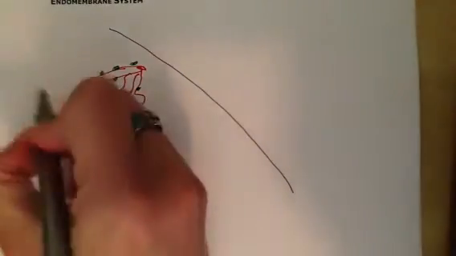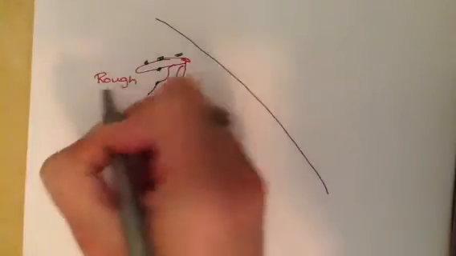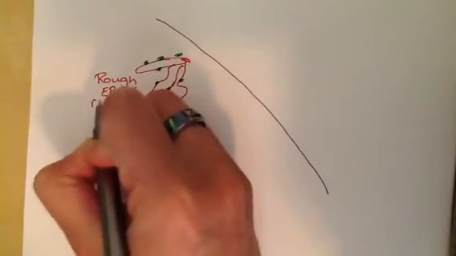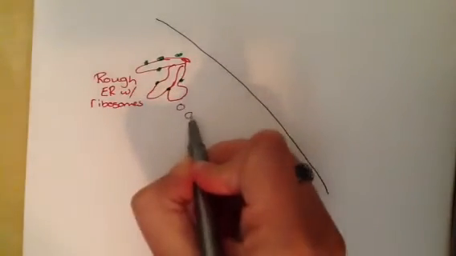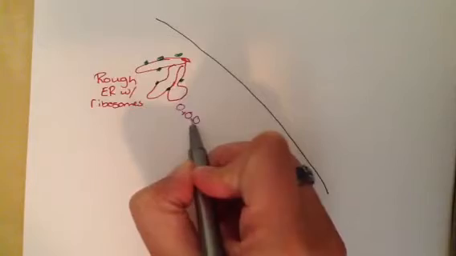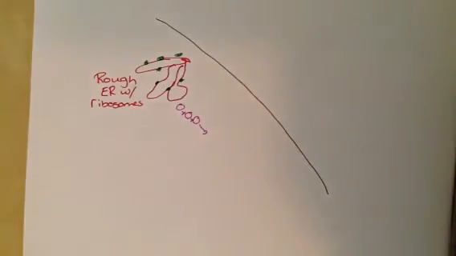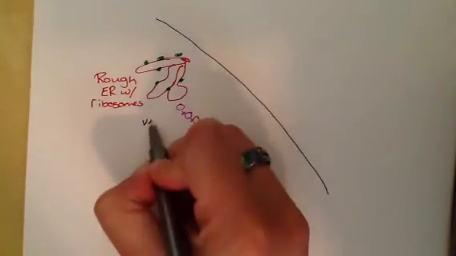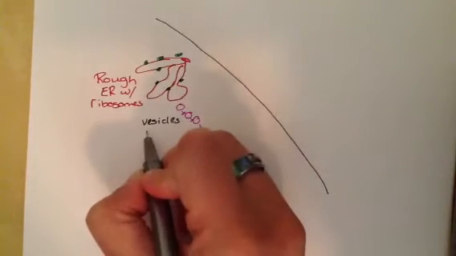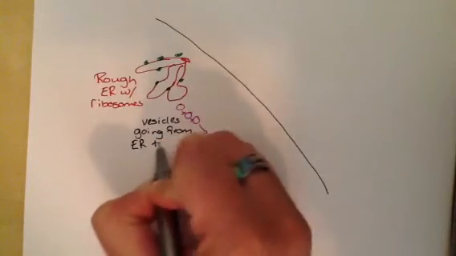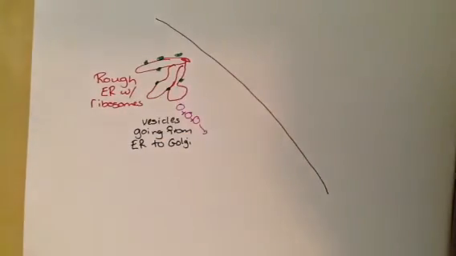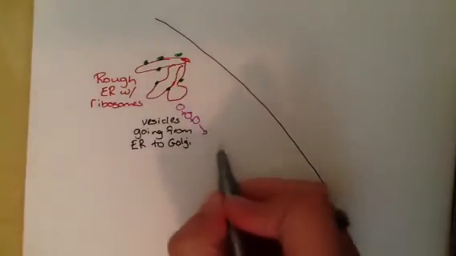Okay. So this is my rough ER with ribosomes. And what it's going to do is make little protein products, and they're going to end up in little vesicles, little membrane bound things. Okay, so these are the vesicles going from the ER to the Golgi. So we need to draw my Golgi apparatus in. Here it is.